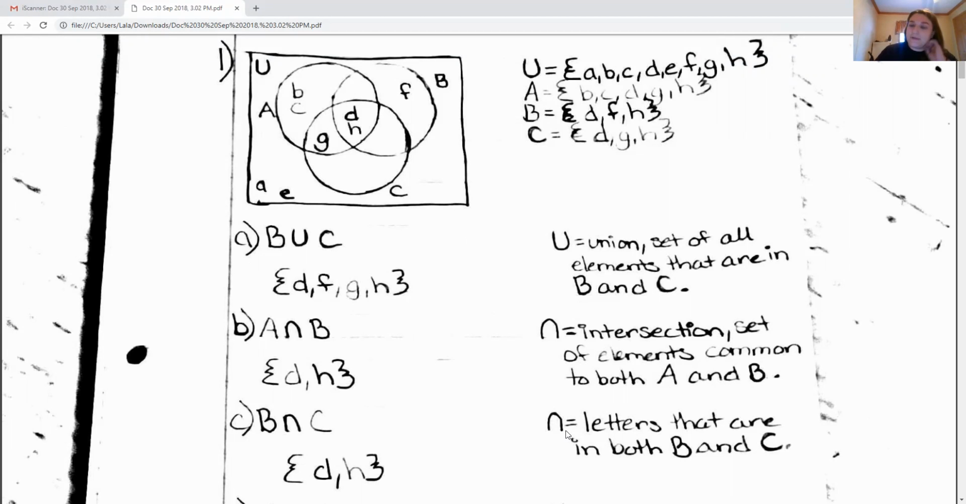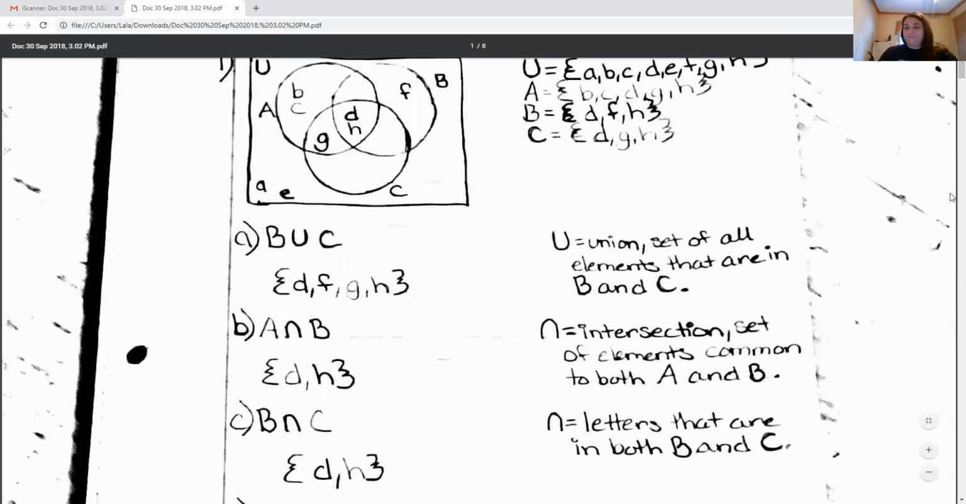We'll do one more just to make sure you guys are getting the hang of it. So B intersect C. So the letters that are in both B and in C. So we look up here to B. We have D, which is in both sets. Then it goes F, which is not in set C, and G is not in set B. But then they both have H. So our answer is D and H.